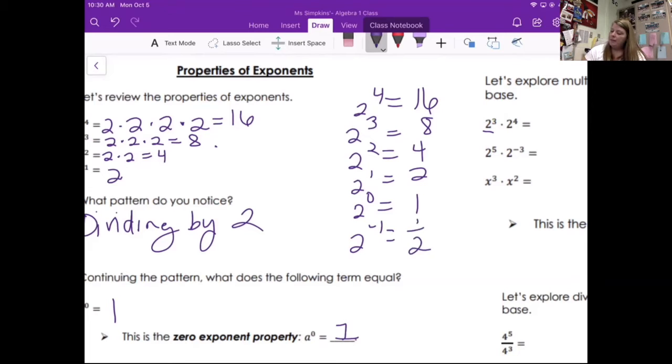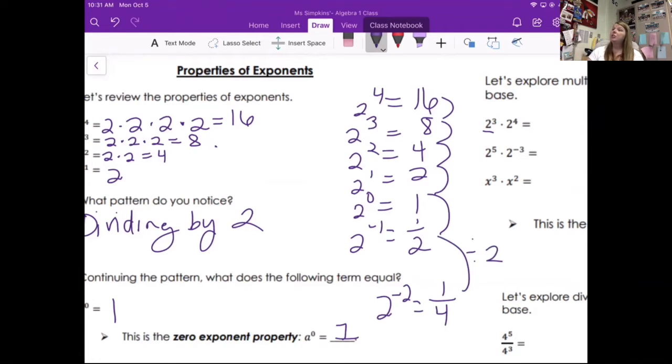So if we are dividing by 2 every single time, 1 divided by 2 would be 1/2. So continuing the pattern, what would 2 to the negative 2 be? 1/4. How'd you get 1/4? 1/2 divided by 2, right? So what would 2 to the negative 3 be?